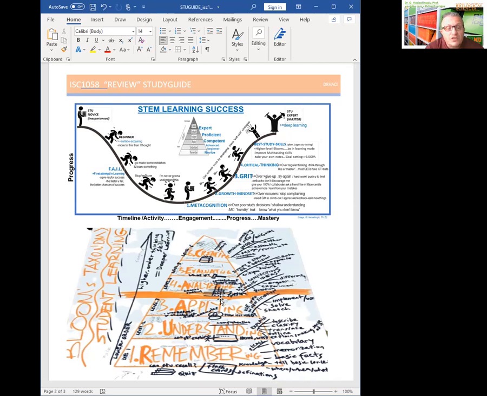Next is evaluating, which is basically standing by a decision, critiquing, praising something. And then the highest level is creating, which is basically creating something new: assembling something, authoring something, writing something of your own, publishing something, maybe designing or formulating something. So these can all help us in critical thinking.